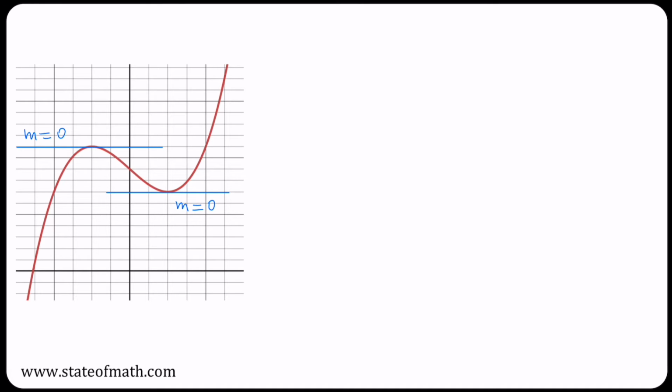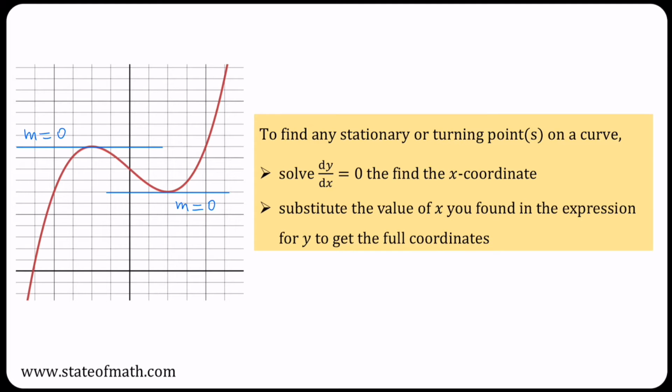Now, we have already seen that to find the gradient of any curve, we simply find an expression for dy/dx. So the idea is that if we find dy/dx and we set it equal to 0, we will be able to find the position of maximum or minimum points. So the first thing to do is find dy/dx, set it equal to 0, that will give me the x coordinate, and then substitute this value of x into the expression for y to get the full coordinates.